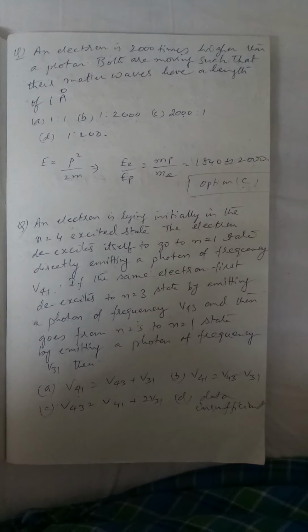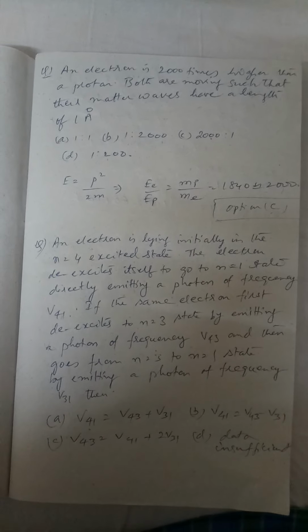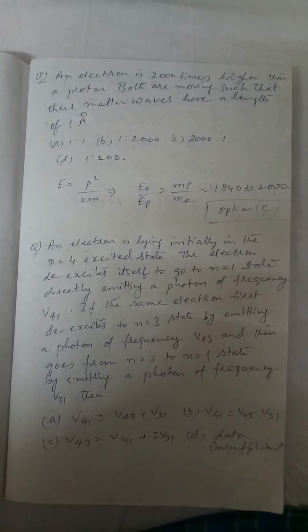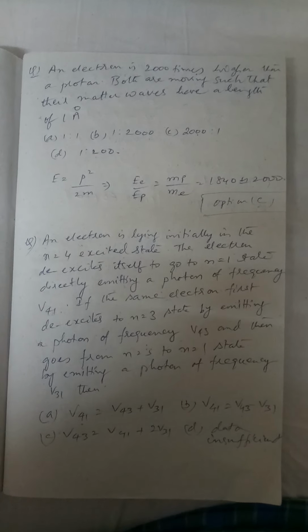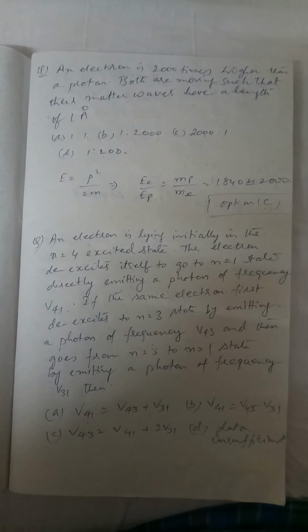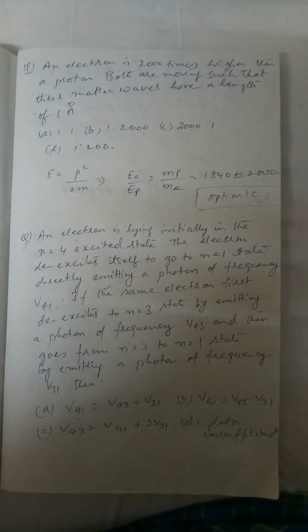Now let us move to the next one. An electron is lying initially in n is equal to 4 excited state. The electron de-excites itself to go to n is equal to 1 state, directly emitting a photon of frequency V41. If the same electron first de-excites to n is equal to 3 by emitting a photon of frequency V43, then goes from n is equal to 3 to n is equal to 1 state by emitting a photon of frequency V31, then which of the following statements is true? It is looking very confusing, but let me explain with a sketch.